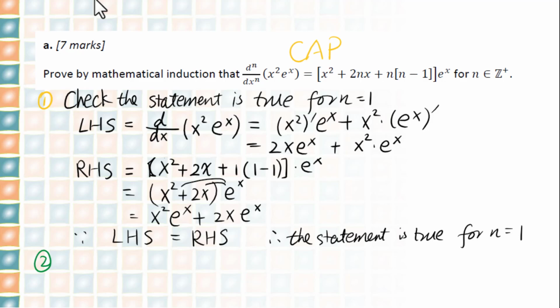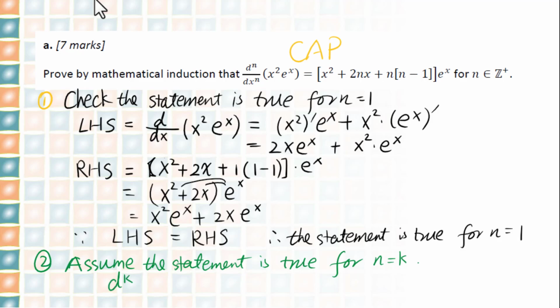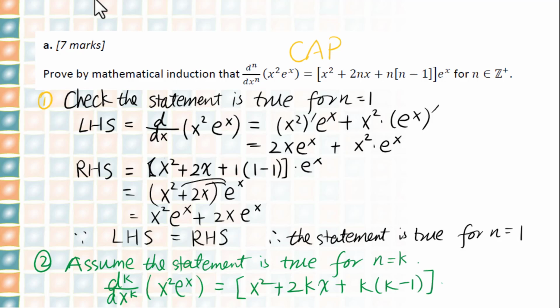Assume the statement is true for n equals k. We need to change every single n in the statement into k. The kth derivative with respect to x of x squared e to the x power equals x squared plus 2kx plus k times k minus 1, times e to the x power.